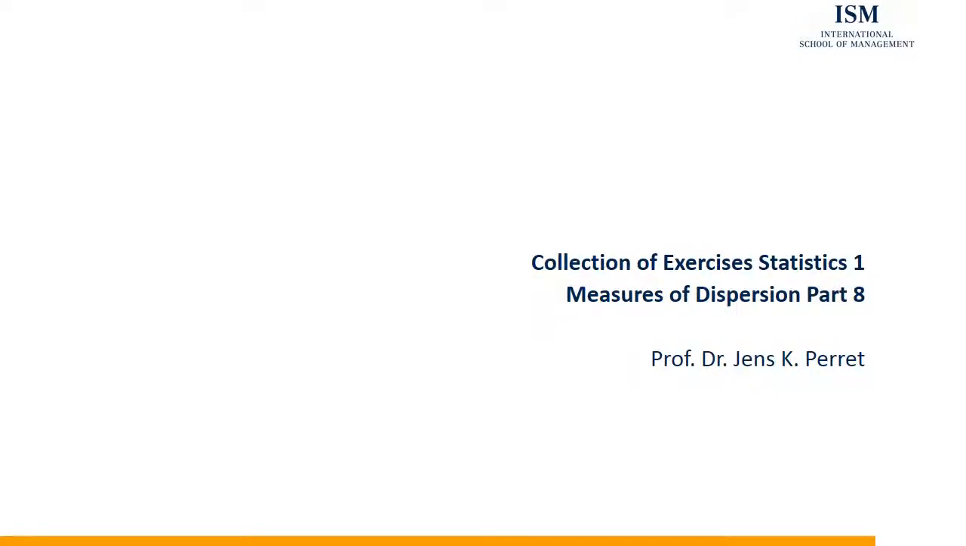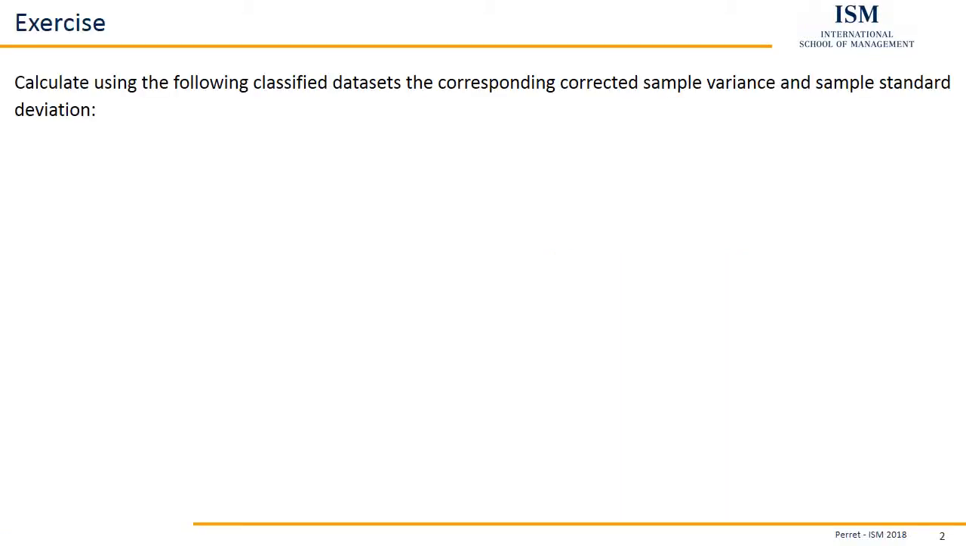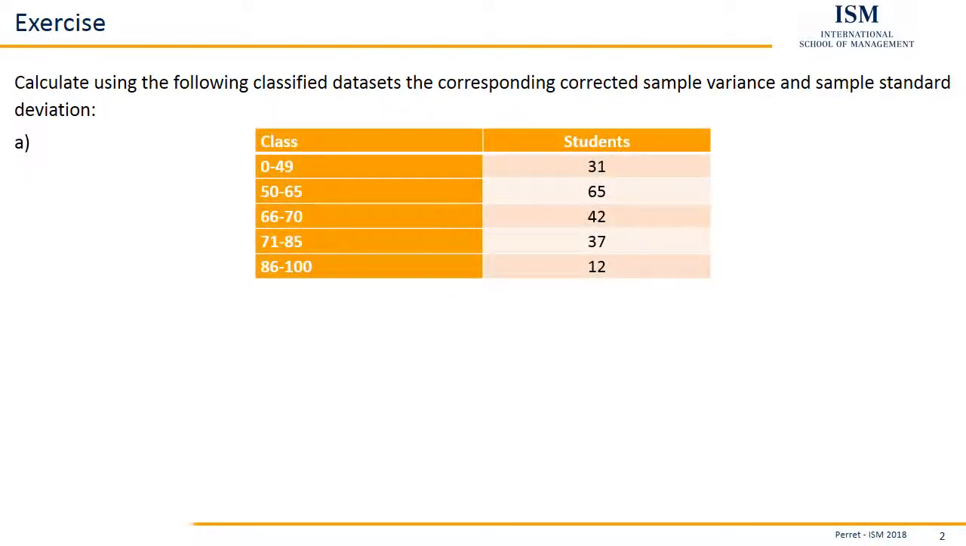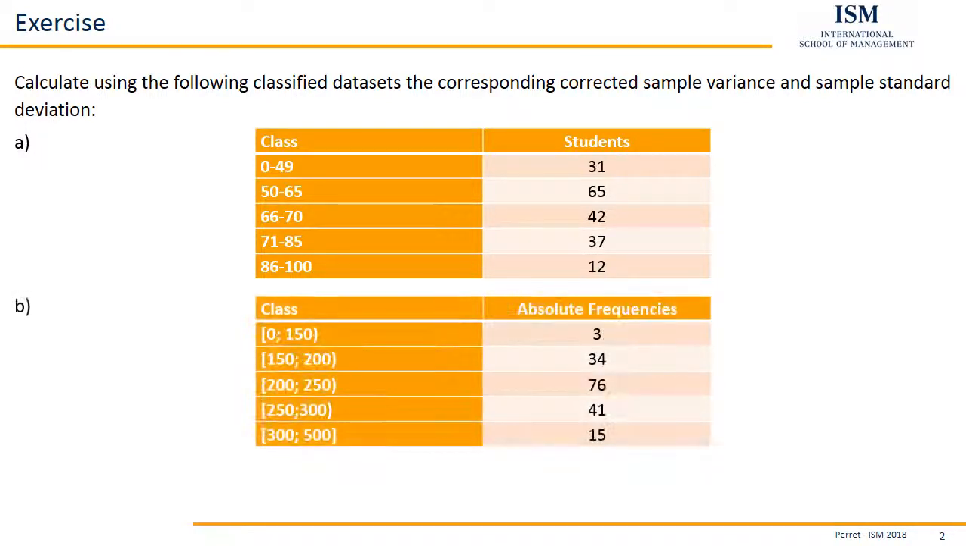Welcome to a new part of the ISM Statistics 1 exercise set, this time with an exercise on measures of dispersion. Let's take a closer look at the exercise. Calculate using the following classified datasets the corresponding corrected sample variance and sample standard deviation. Here we have the first one and the second one. Let's work our way through those two exercises step by step.